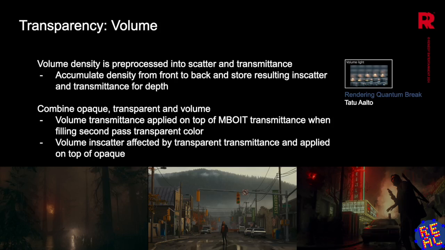We didn't figure out a neat way to translate volume transmittance directly into moment-based transmittance. Instead, we opted to instrument transparent color fill shaders to evaluate volume and MBOIT transmittance separately. This was the simplest possible solution for us, as we already had volume transmittance accounted for in transparent shading. The other way round, we combine volume scatter on top of opaque geometry at the very end of the pipeline. So at that location, we now evaluate also the moment-based transmittance in addition to volume transmittance.